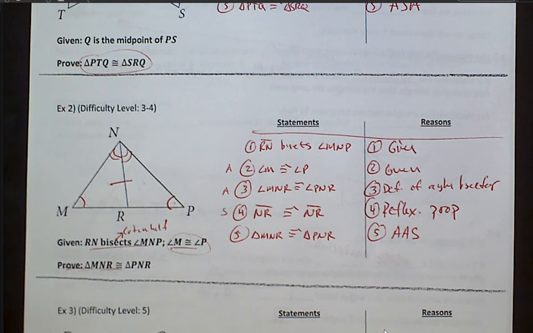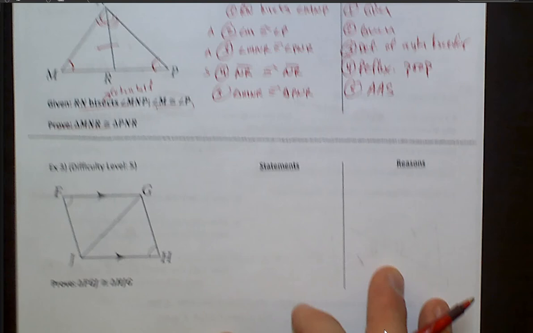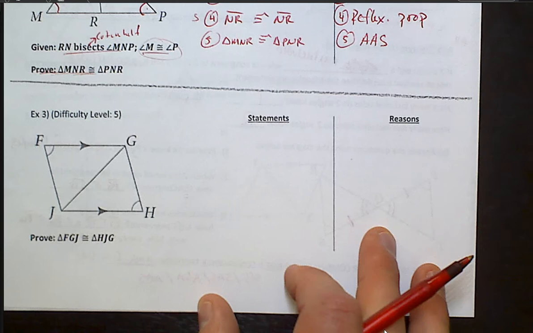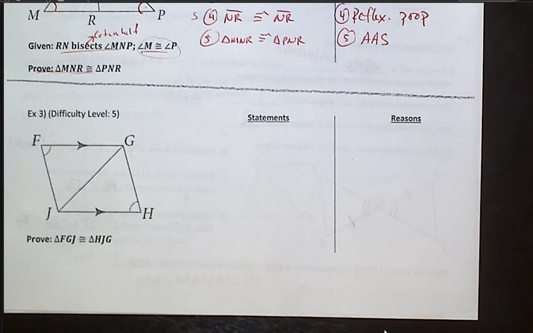Okay? Going on to the last one. I know I'm moving fast, but you can always press rewind and watch them again. Now this is a tough one. What do you notice right away? Parallel lines. Alert, alert, alert. Parallel lines. AIA is probably coming into play here. Probably. Let's take a look at what we got.